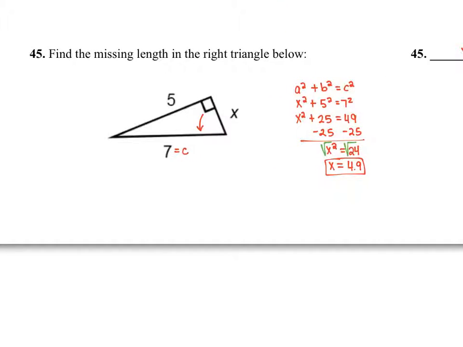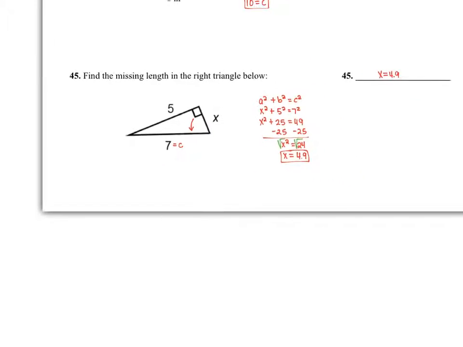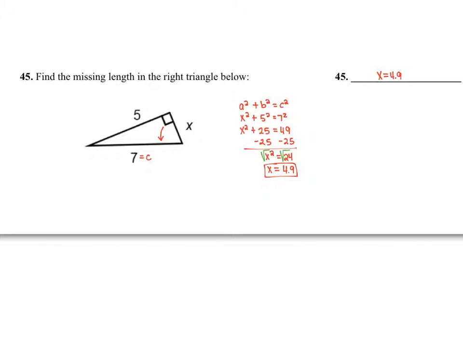Same type of problem down here, except this time, because I'm given the side opposite the right angle, over here, 7. 7 is the side opposite. That means 7 would take the place of c in the Pythagorean theorem. 5 can either go in for a or b, it doesn't matter. I could have kept this as a the whole time, but otherwise you just do the math. So x squared plus 5 squared equals 7 squared. 5 squared is 25, and 7 squared is 49.